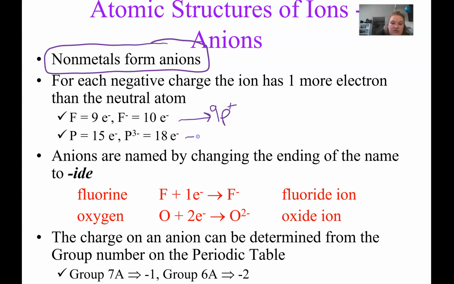Phosphorus, when it is neutral, it has 15 electrons to balance out the 15 protons, and when it's a 3- charge, it will have 18 electrons, so 3 extra electrons. So when we write it out in a chemical reaction form, we're adding the electrons to our neutral atom to get our charged ion.